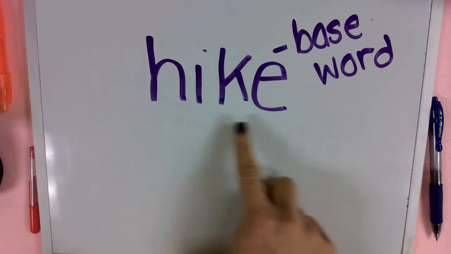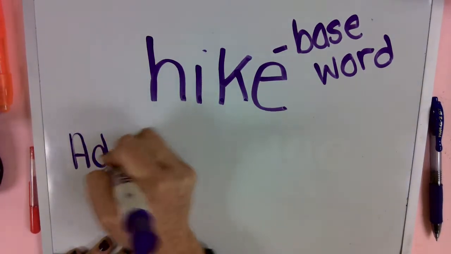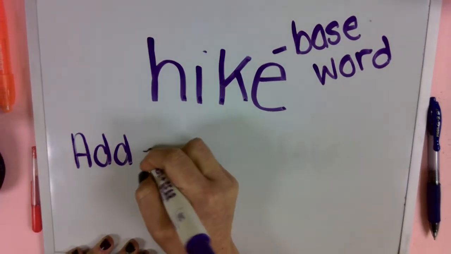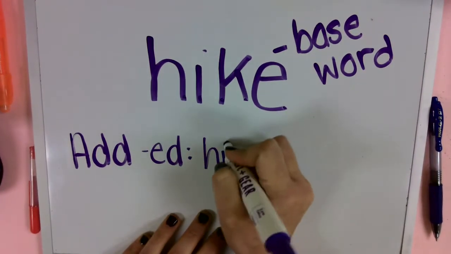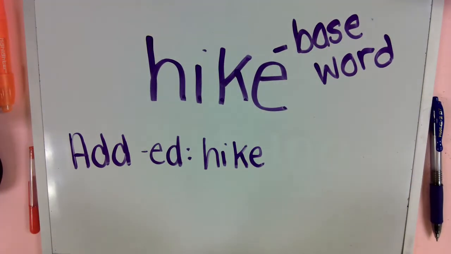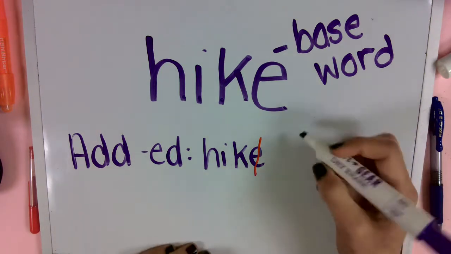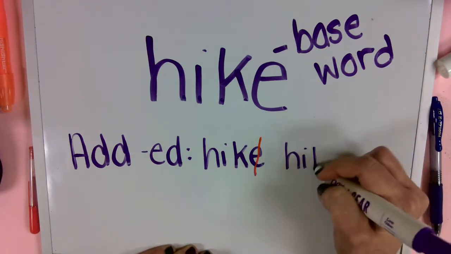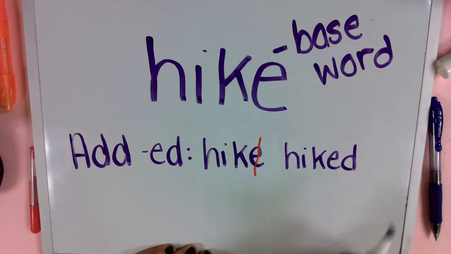So I have the word hike. If I want to add the ed ending, here's what I need to do. I'm going to write it, hike. I'm then going to take off the e and add ed to make hiked, because when you add ed, that means it happened in the past.